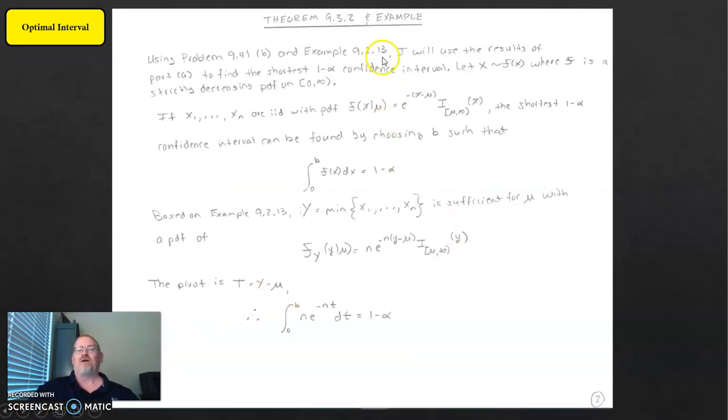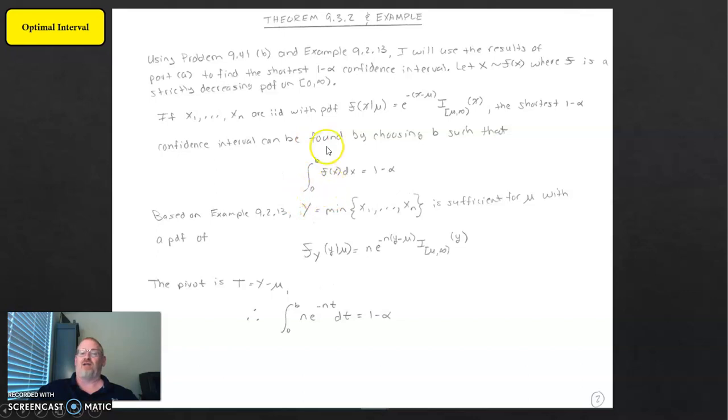Now, the example I was using really was problem 9.41b out of the textbook and example 9.2.13. I will use the results of part A from that 9.41 to find the shortest 1 minus alpha confidence interval. So I'm going to let X follow f(x), where f is a strictly decreasing PDF on the half-closed, half-open interval [0, infinity). If X1 to Xn are IID with a PDF of e to the minus (x minus mu) times the indicator of x, the shortest 1 minus alpha confidence interval can be found by choosing b. Now again, we're running from 0 to infinity, so my lower limit is 0.